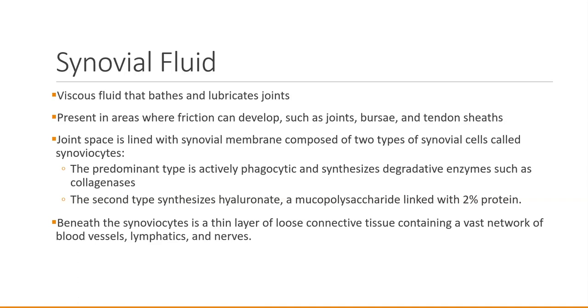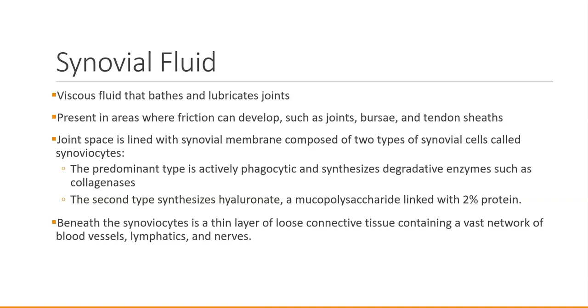Your joint spaces are lined with synovial membrane composed of two types of synovial cells called synoviocytes. The predominant type is actively phagocytic and synthesizes degradation enzymes such as collagenases. The second type synthesizes hyaluronate, a mucopolysaccharide linked with 2% protein, and this adds to the viscosity of the synovial fluid. Beneath the synoviocytes is a thin layer of loose connective tissue containing a vast network of blood vessels, lymphatics, and nerves.